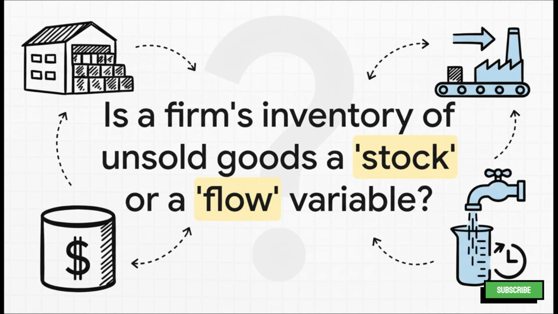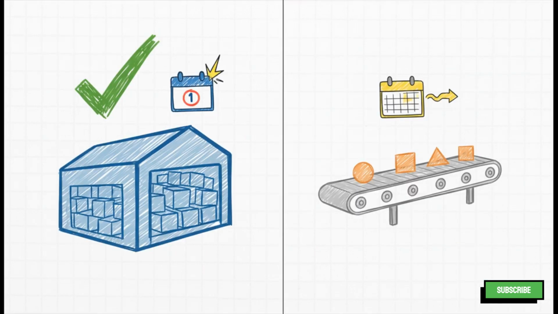All right, another classic concept check for you. Question number 2. Is a company's inventory, all those unsold goods sitting in a warehouse, a stock or a flow variable? Yep, the correct answer is stock. You measure inventory at a single point in time, like on December 31st. On the other hand, things like production or sales, which you measure over a period of time, like a month or a year, those are flow variables.